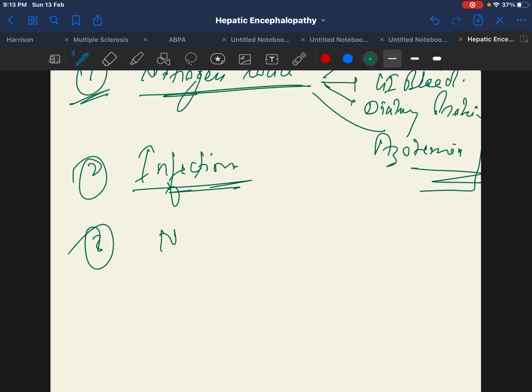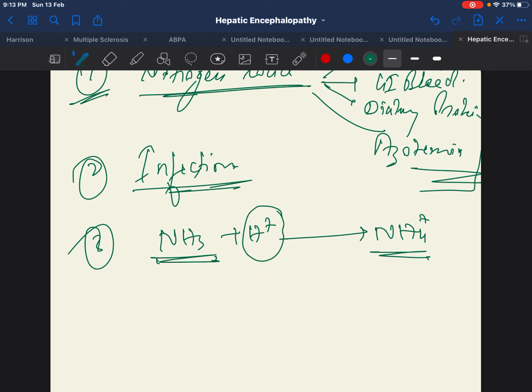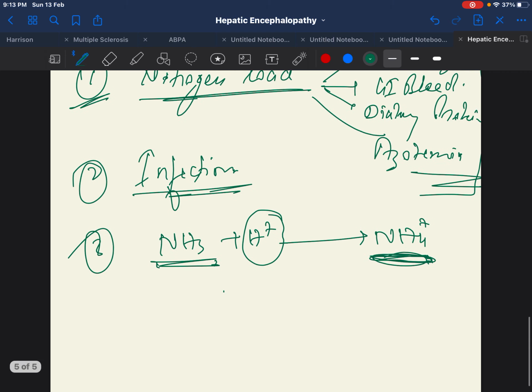And one thing is that ammonia combines with H plus and forms ammonium. Okay, this is non-toxic, and ammonia is the toxic product. So whenever there is acidosis in the gut, the reaction will shift to the right, and less toxic compound will be there. If there is alkalosis, the reaction will shift to the left and more ammonia will be produced, and hepatic encephalopathy will be precipitated.